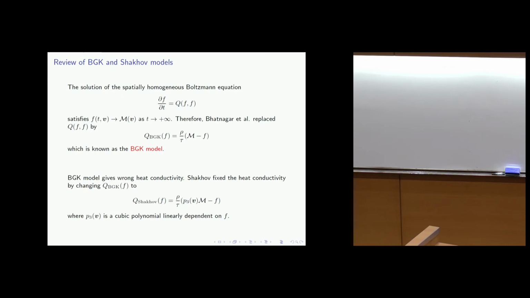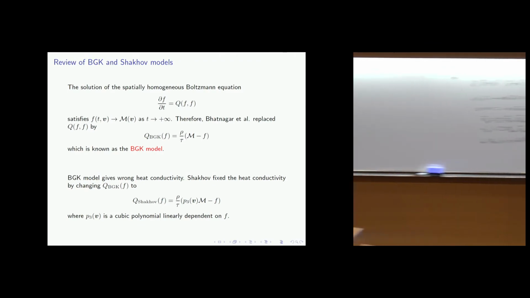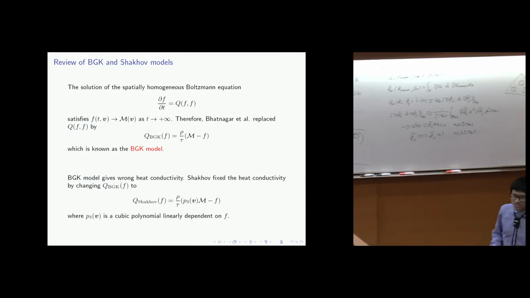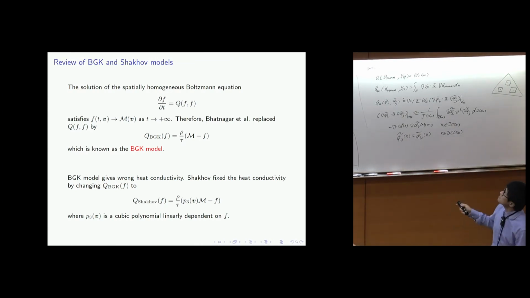It's not difficult to find that if you consider this coefficient as a constant. It is a constant in this case. If you consider this as a constant, then as t goes to infinity, if you replace this q by this q, then f will be this Maxwellian, because this Maxwellian is just here. And this model is very well known.